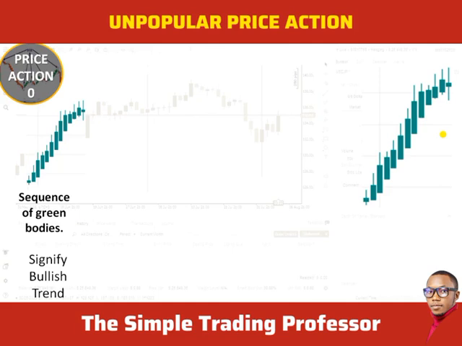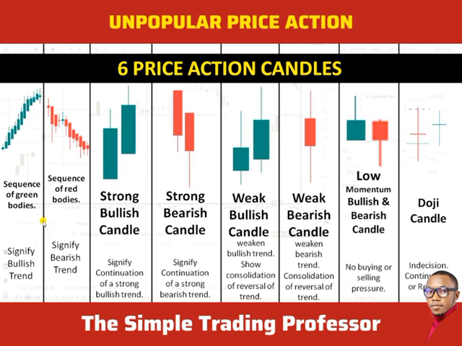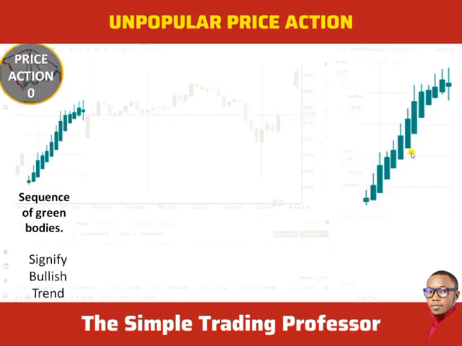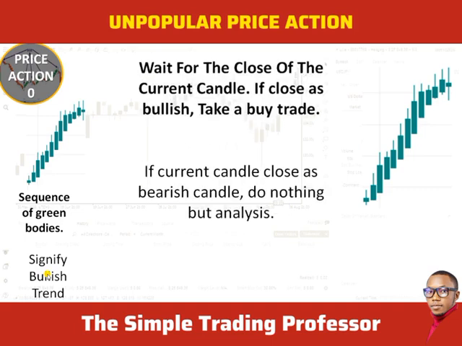Let's move on. So the first one we talked about is a sequence of what? Green bodies. So we have finally identified the six price action candles: 1, 2, 3, 4, 5, 6. Now let's go over them one after the other. So the sequence of green bodies signifies what? A bullish trend.